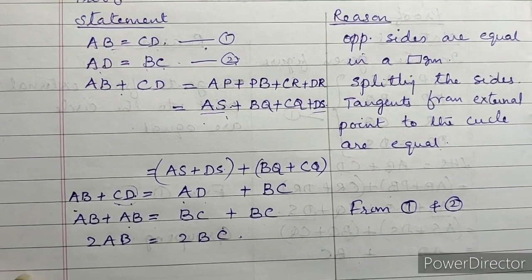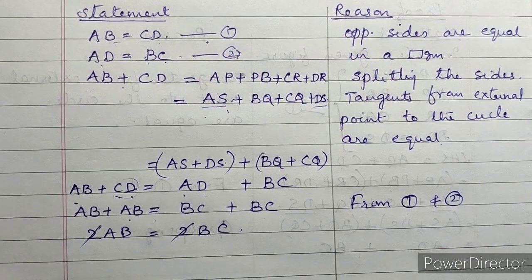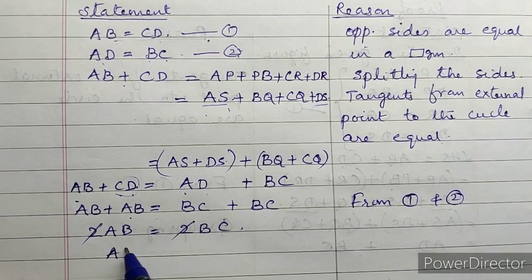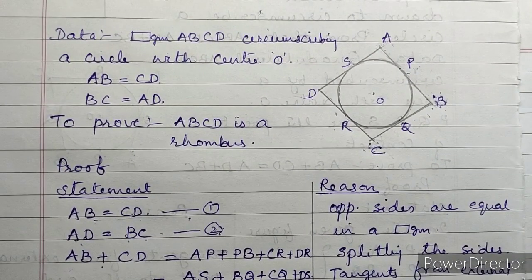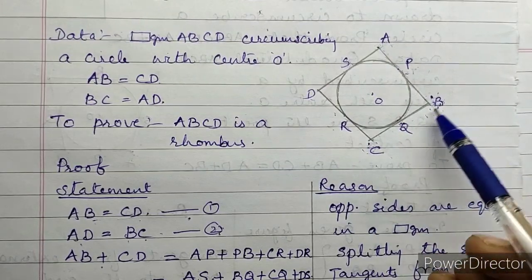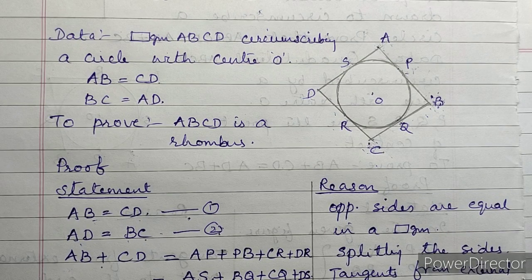So you have written like that. Now 2 and 2 on the same side, you can cancel that 2. Remaining, what is it? AB equals BC. So which side? You just see the diagram now. AB equals BC. These two are adjacent sides. So adjacent side 1 you have proved, means you can say that all the remaining adjacent sides are also equal.